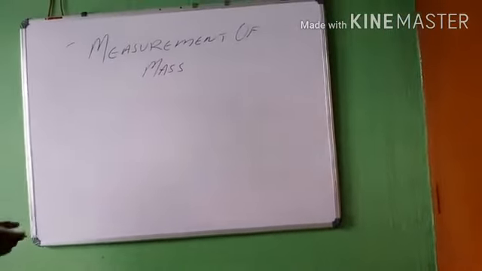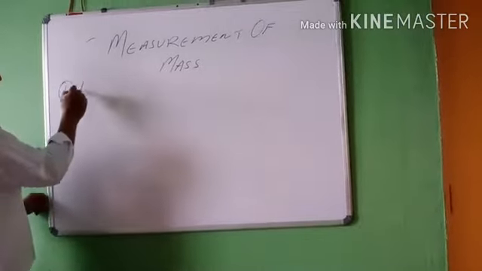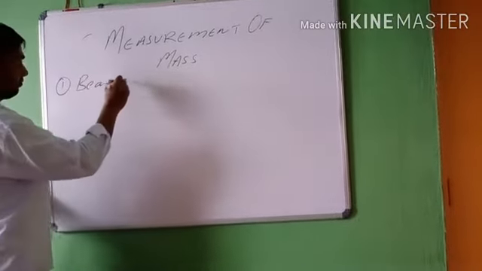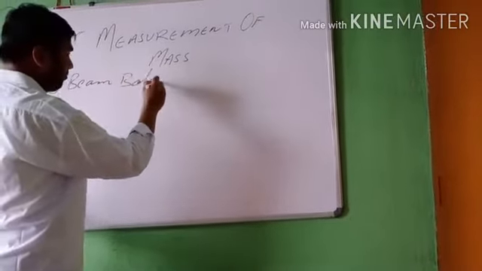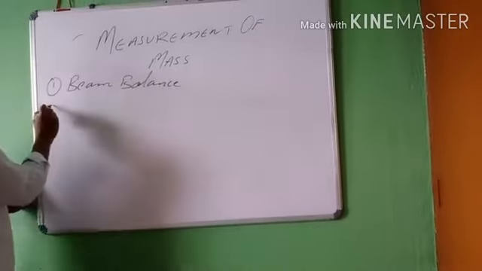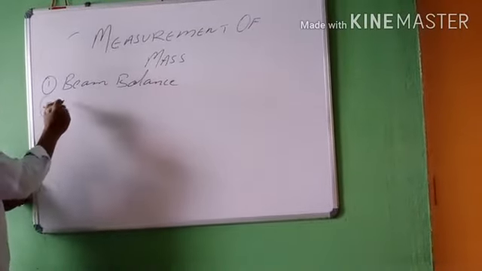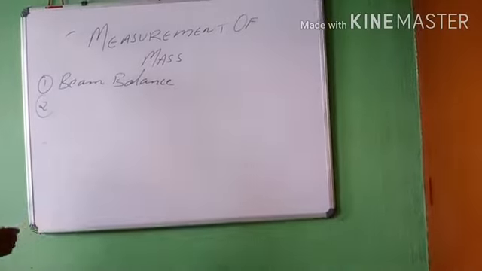Mass can be measured. There are two devices. Number one, beam balance. And number two, electronic balance.